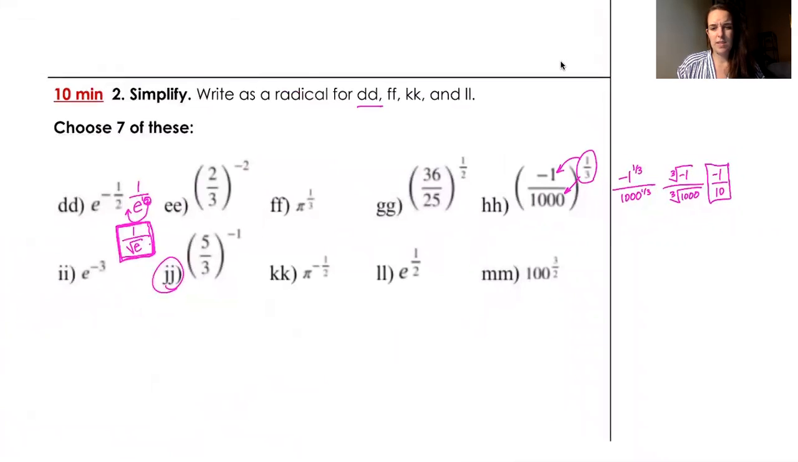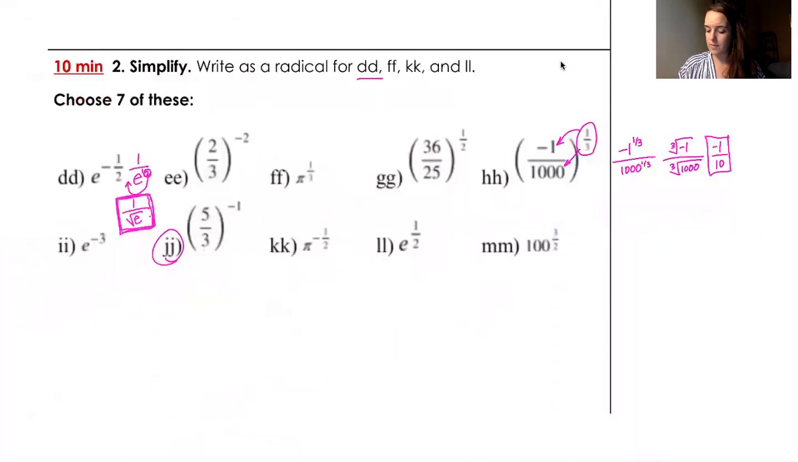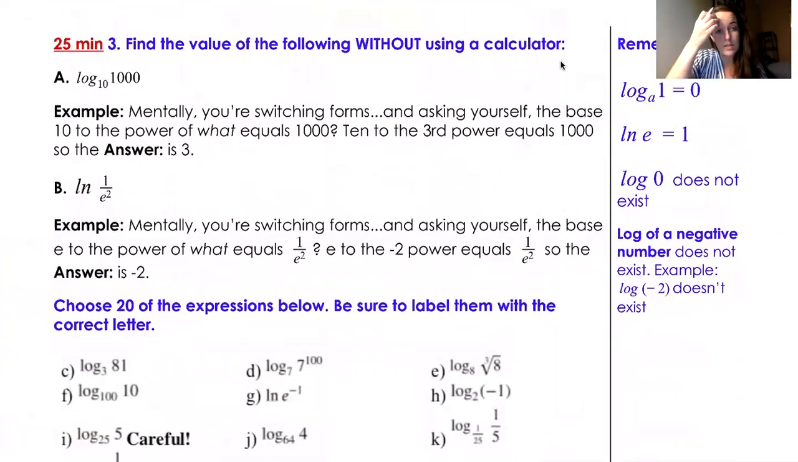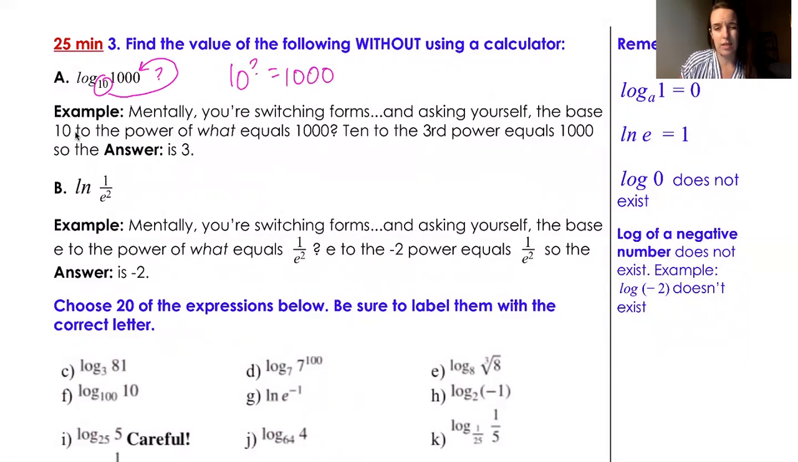So that's sort of what's happening there in number 2. And then in number 3, you have 2 examples here. We're going to be doing some logs without our calculators. They're asking us to switch the format. Basically they're saying, 10 to the power of what gives us 1,000? Mentally we're switching forms and asking ourselves, the base 10 to the power of what is going to give you 1,000? We'd say, oh, 3, because 10 to the 3 is 1,000. So this whole thing simplifies into the answer 3. If you were to type it in your calculator, you would get 3 as your answer.